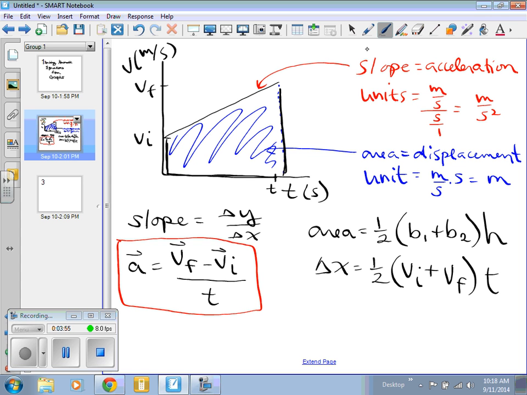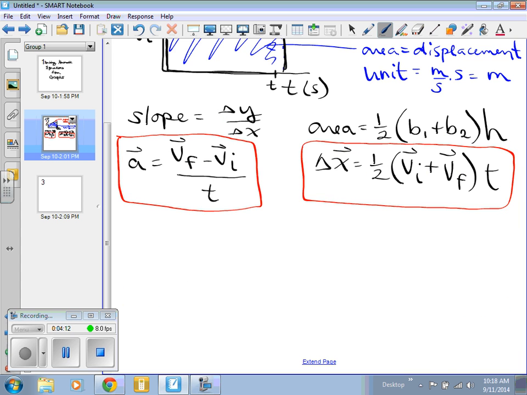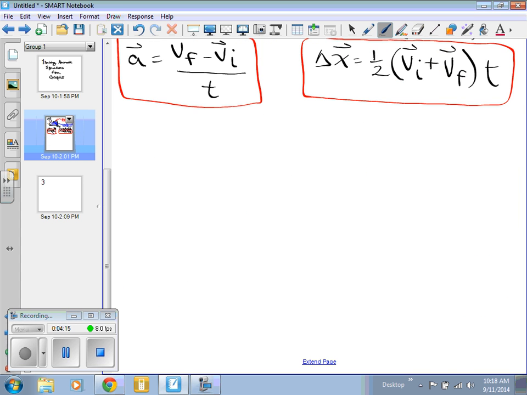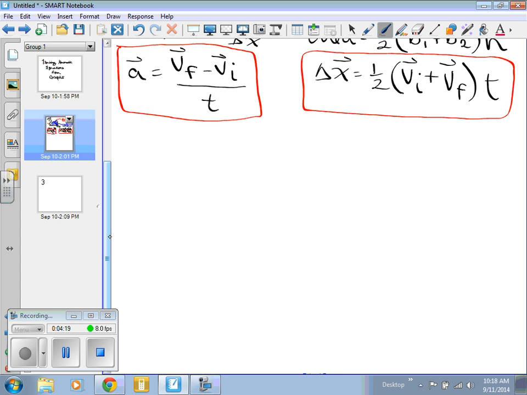So that's our second equation that represents the motion of an object moving with a constant acceleration. Let's include our little vector symbols. Displacement and velocity are vectors. Once again, time is a scalar. Now I can use these two equations to derive my other two equations. The first thing we're going to do is derive an equation in which time is not a factor.